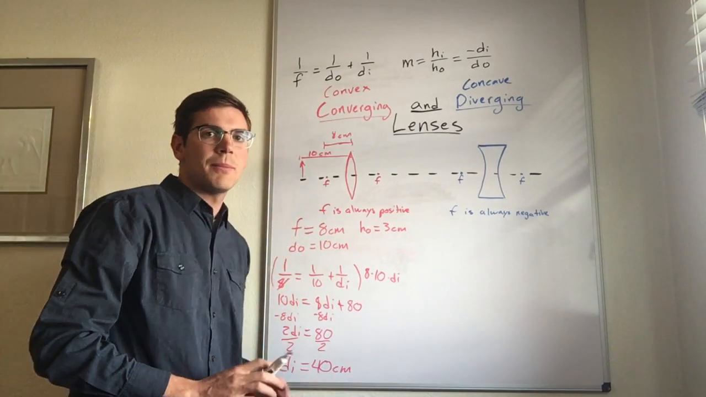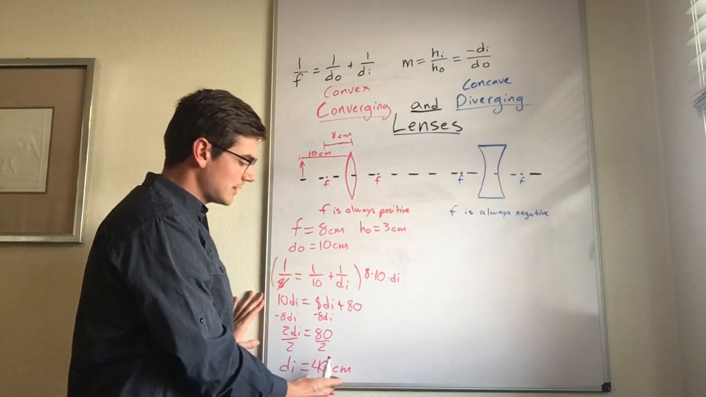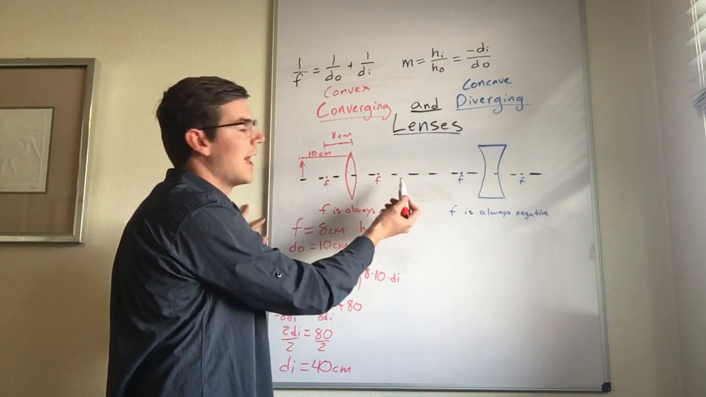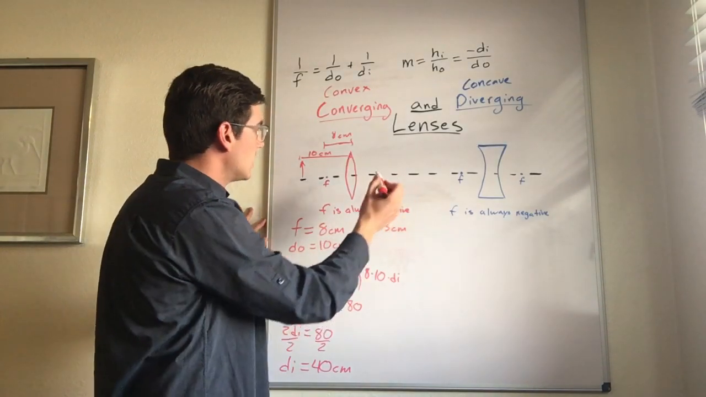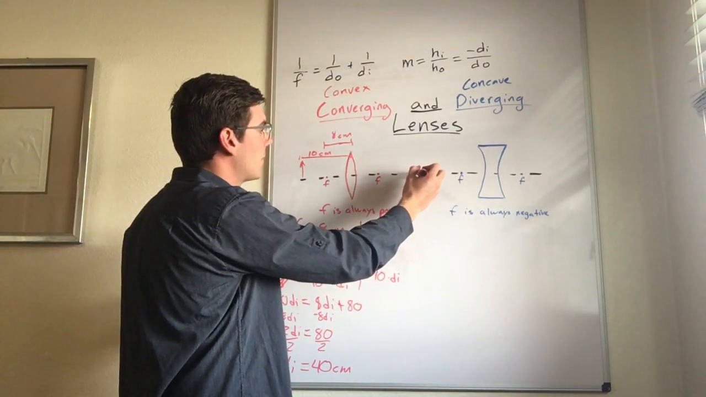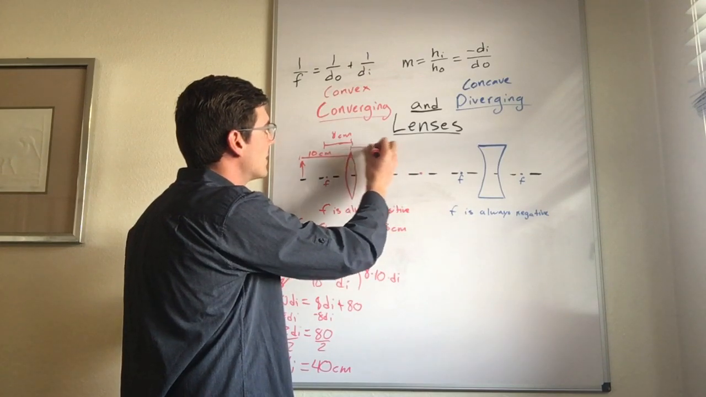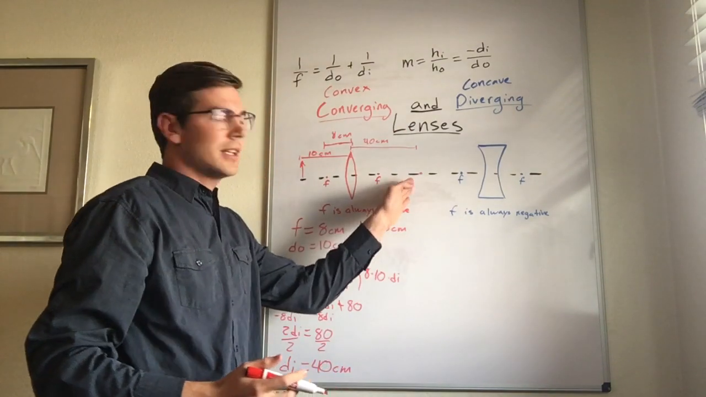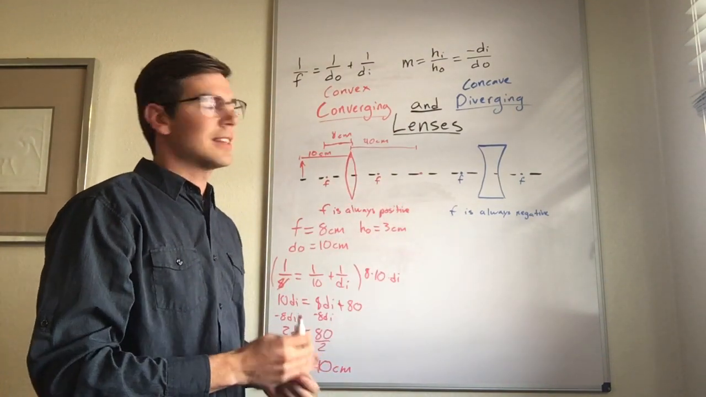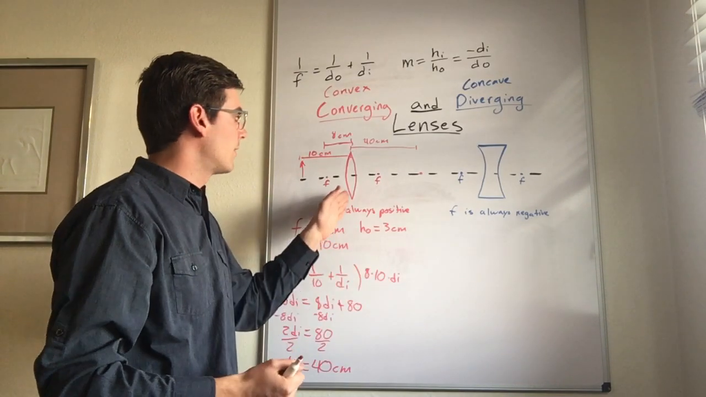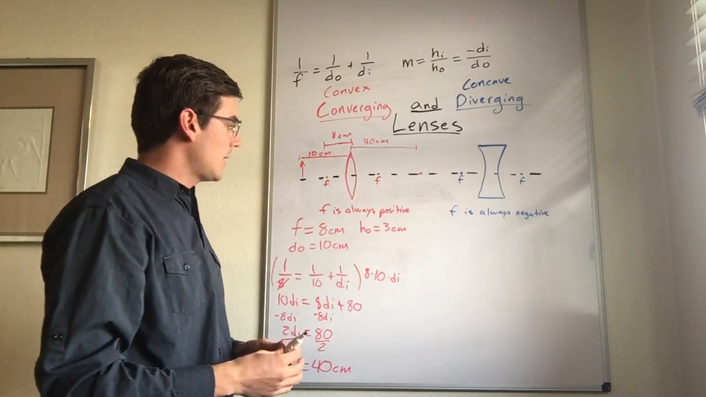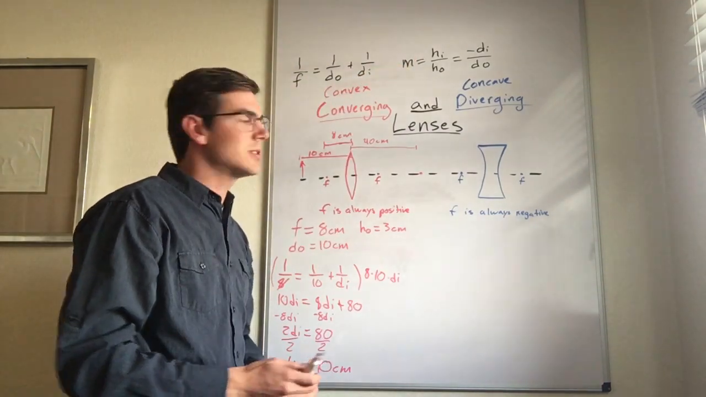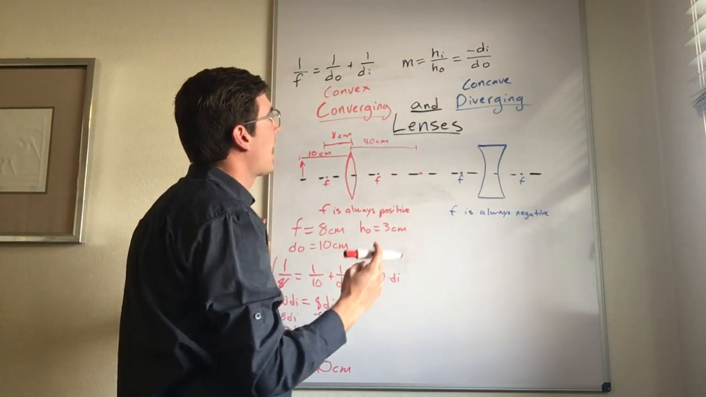Okay, so because this number, 40 centimeters, is positive, it means it's going to be on the right side of the lens. So our image is going to be somewhere over here at a distance of 40 centimeters. That means the image projected by this lens is going to be 40 centimeters away from the center of the lens. And then we can calculate the height of the image using this equation up here, and we can figure out the magnification.